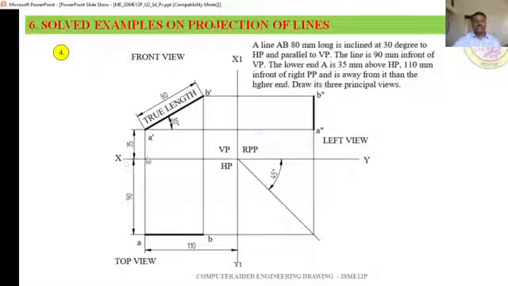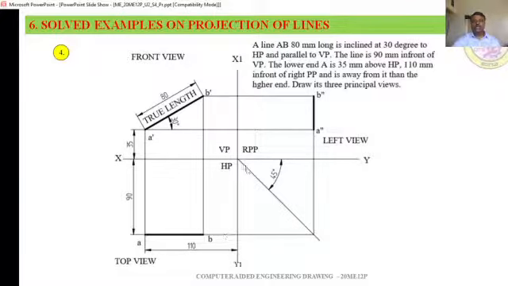Now obtain top view. In front of VP, how much distance that you have to see. So line is 90 mm in front of VP. From here you measure 90, locate one point. From A dash you draw vertical projector. So this is the end A in top view. Similarly from B dash you draw vertical projector, locate this point B. Now you connect A and B. So this itself is the top view.